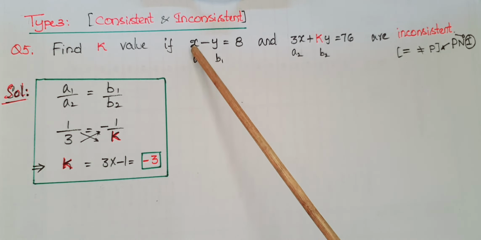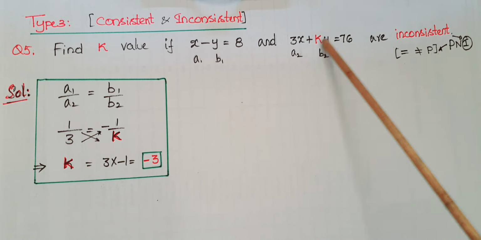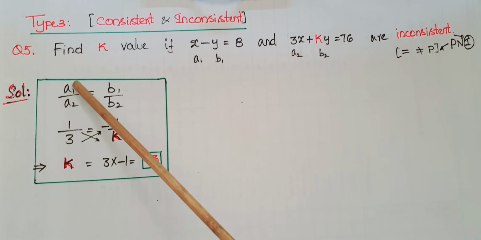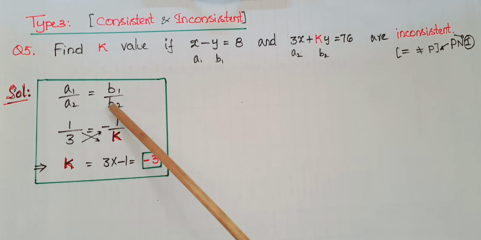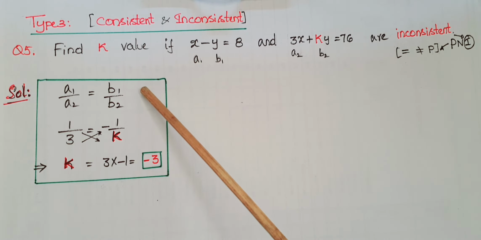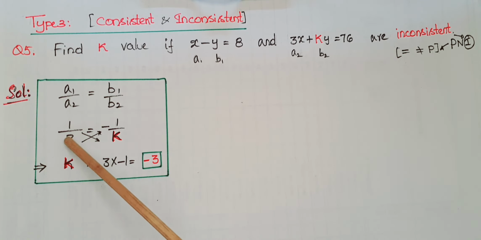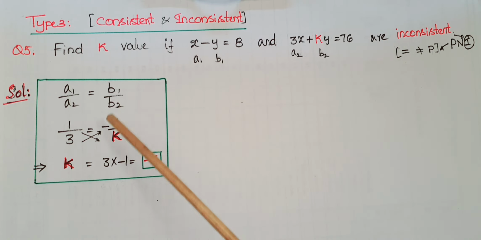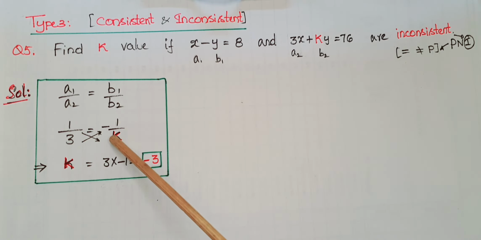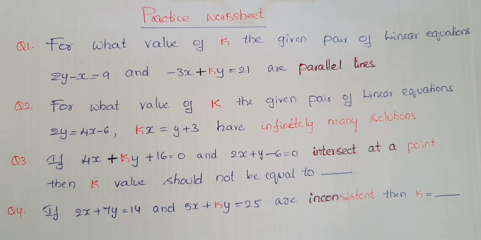Here a1 is 1 and b1 is minus 1, and a2 is 3 and b2 is k. So here we have to find the b2 value. For parallel lines, a1 by a2 is equal to b1 by b2, which is not equal to c1 by c2, but here you can use only these ratios. a1 by a2 is 1 by 3 is equal to minus 1 by k. Then k is equal to 3 into minus 1, that is minus 3. Now please do this practice worksheet.